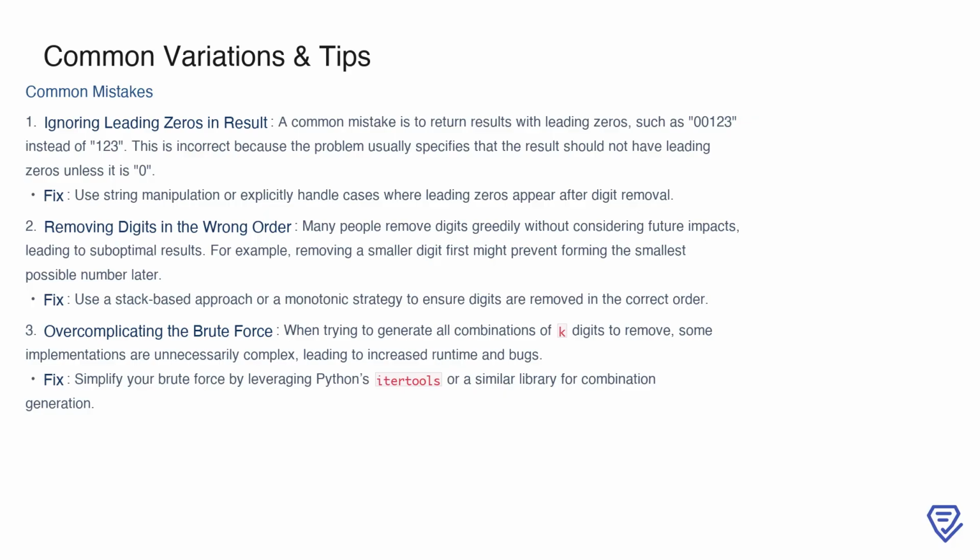Lastly, overcomplicating the brute force approach is a pitfall. Generating all combinations of k digits to remove can result in increased runtime and bugs if not implemented carefully. Leveraging tools like Python's itertools for combination generation can simplify this process and reduce complexity.